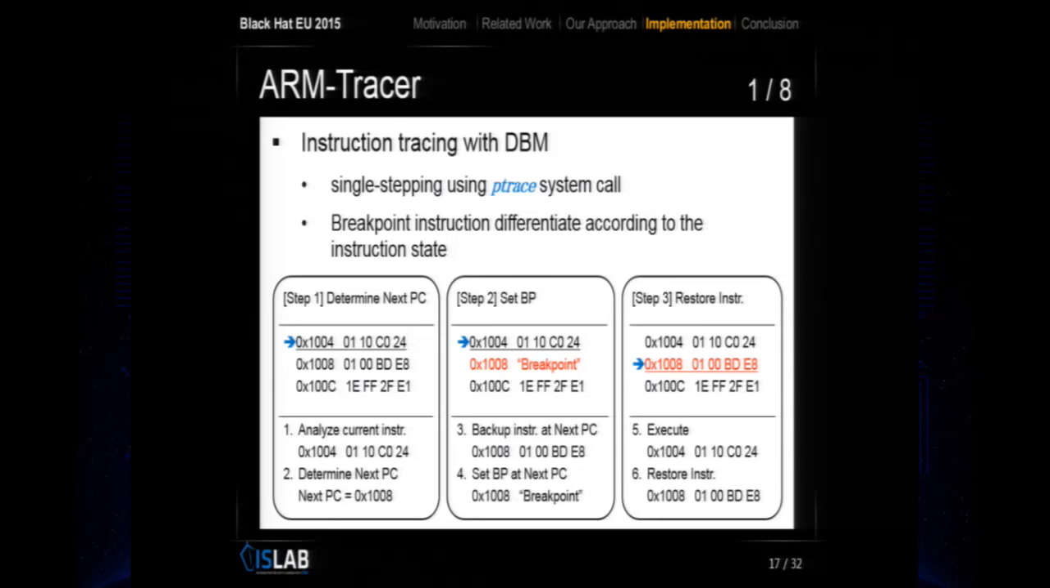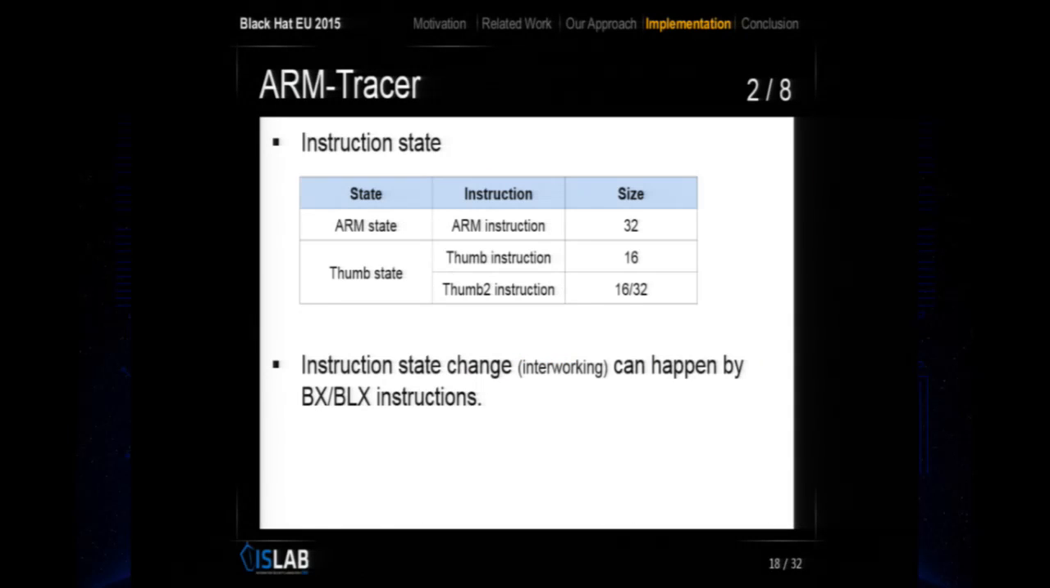But the important thing is that the breakpoint instruction should be different according to the instruction states. As you may know, there are two types of instruction states in ARM architecture, ARM state and Thumb state. They have a different instruction size. So if we do not set the proper breakpoints according to the states, it will spoil the target context. So we have to be careful of the state change, which is called interworking. The interworking can happen by BX and BLX instructions only.